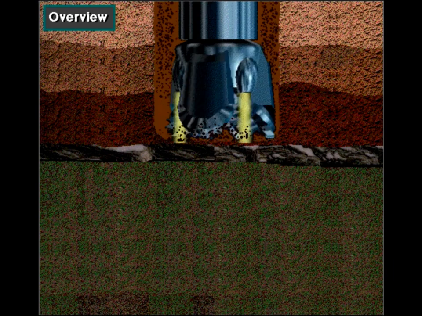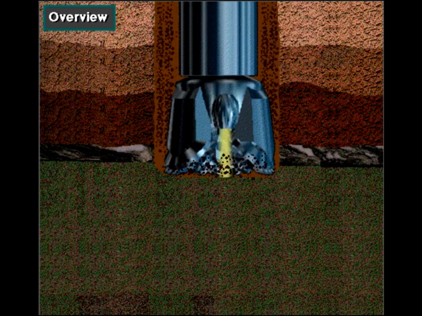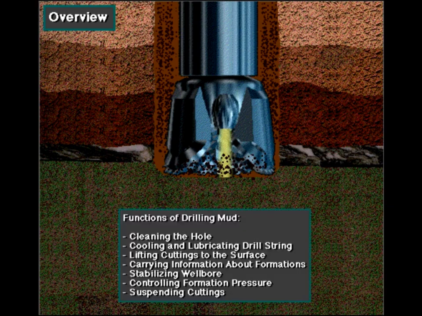When circulated down the drill string and up the hole, drilling mud serves many functions. For example, mud cleans the hole, cools and lubricates the bit and the drill string, lifts cuttings to the surface, carries information about the formations being drilled, stabilizes the wellbore, controls formation pressure, and suspends cuttings when pumping stops.